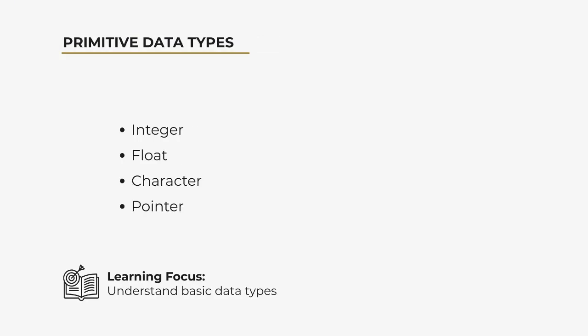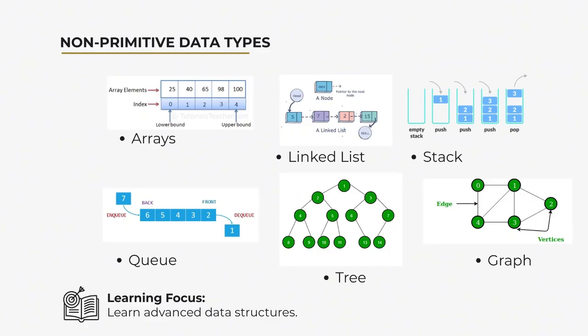Primitive data types. Primitive data types store single values. Examples include integer, float, character, and pointer. They are the basic building blocks. Non-primitive data types. Non-primitive data types store multiple values. Examples include arrays, linked lists, stacks, queues, trees, and graphs.